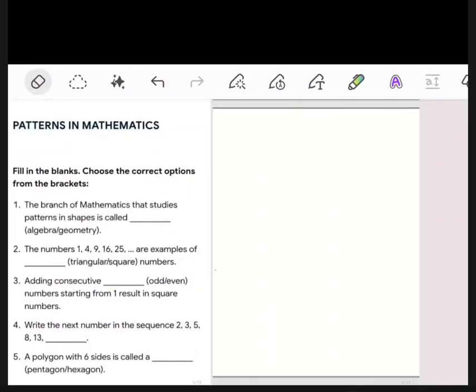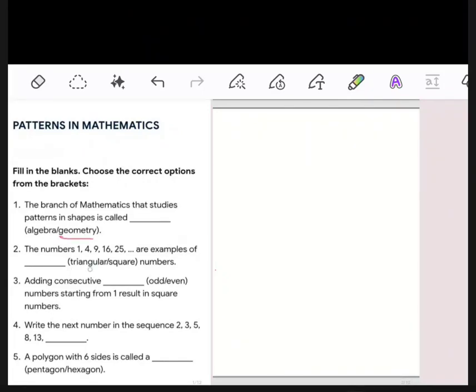Choose the correct option from the brackets. Question number 1. The branch of mathematics that studies patterns in shape is called algebra, geometry. As we all know, algebra uses symbols. Geometry specifically focuses on the properties and relationship of shapes and space. So the right option is geometry.